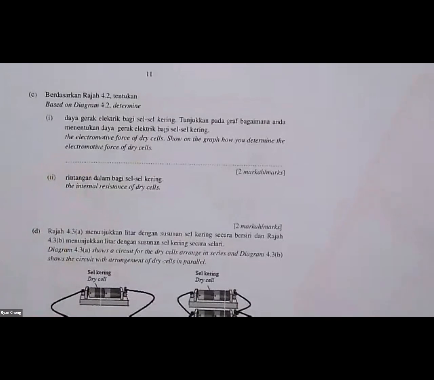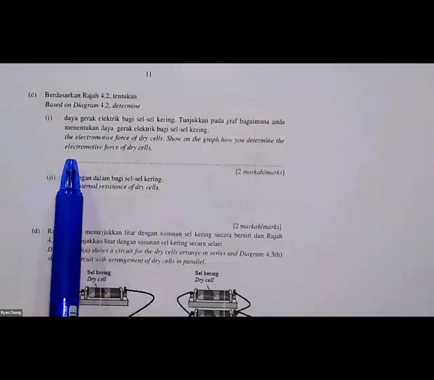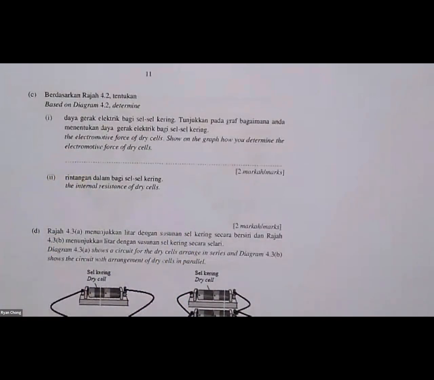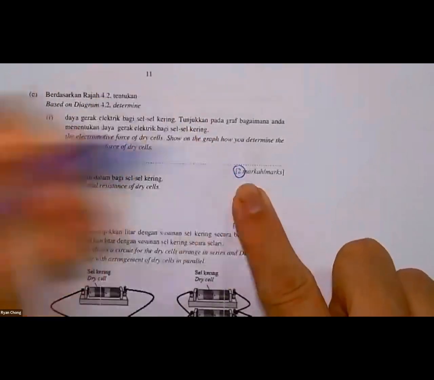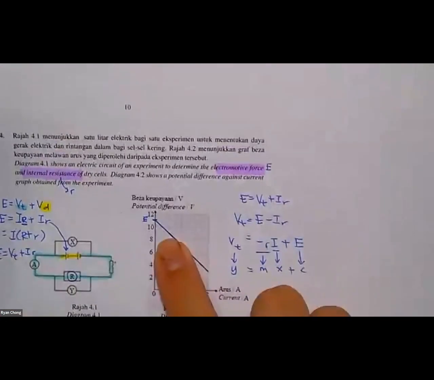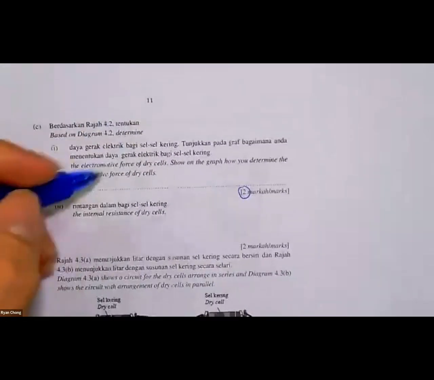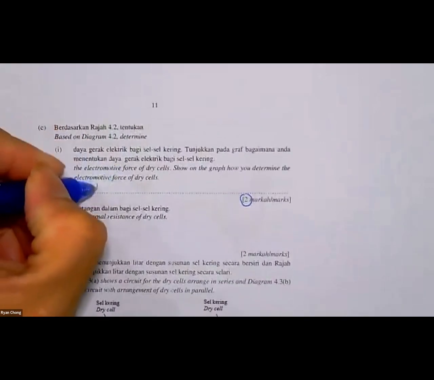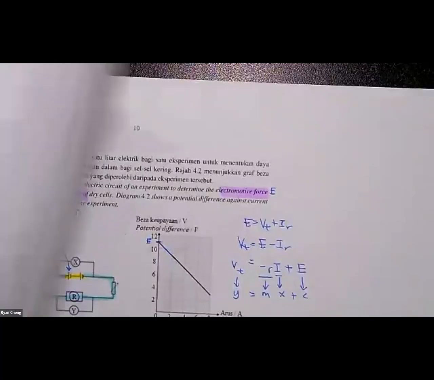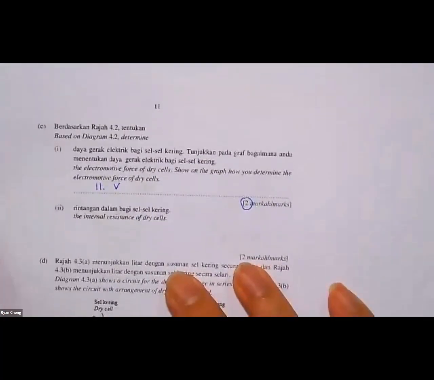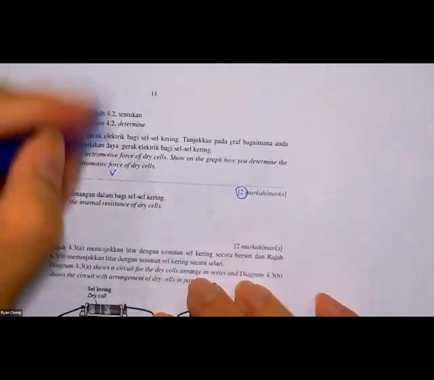All right, so based on the EMF shown on the graph, determine your EMF. I showed it already. 2 marks. How do you get the 2 marks? The first mark is to go back to your question, the graph. I extend the line. Here 1 mark. The value is 11 watt. So for this question, you just write 11 watt because they use 11. So no need to write anything else.